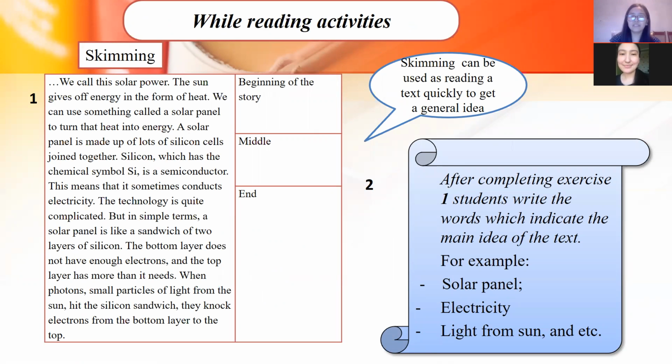Now I'll talk about while-reading activities. The first is skimming. Skimming is reading a text quickly to get a general idea of the text. This is a fragment from the text, but it's not the whole text. The students should write the beginning of the text, then the middle of the text, and then the end of the text. After completing this exercise, students write the words which indicate the main idea of the text, for example, solar panel or electricity, light from the sun, and so on.